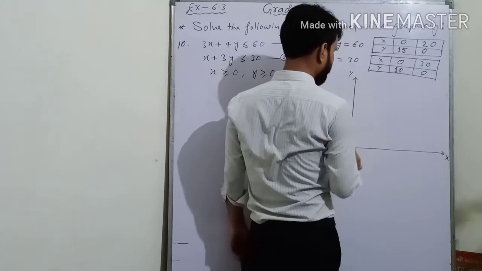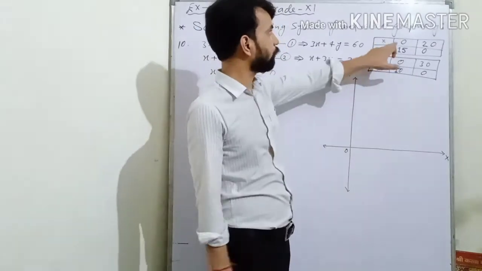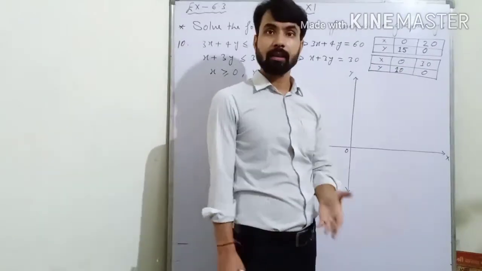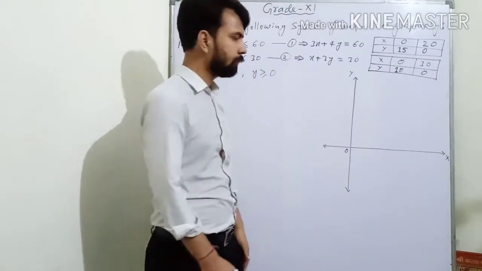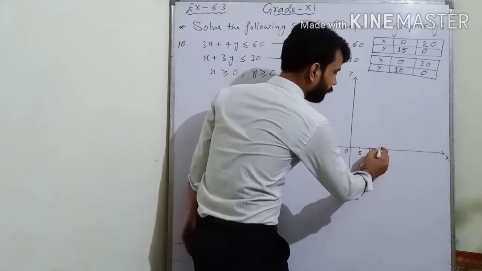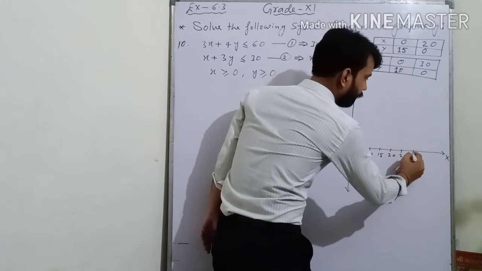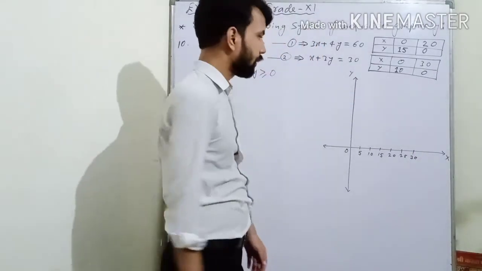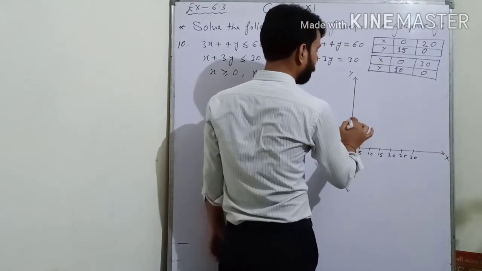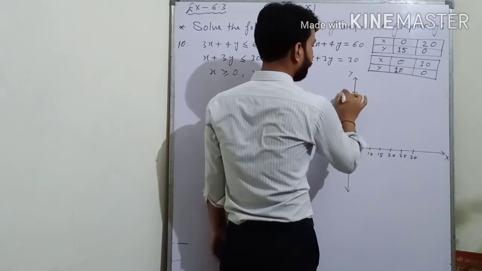X-axis, y-axis, origin. Now we will not take the numbers 1, 2, 3, 4, 5, 6 because here the points are 0, 15, 20, 0, 0, 10, 30, 0, which means we need numbers up to 30, तो हम 5, 5 का गैप ले लेंगे. Clear? So I am taking the gap of 5, 5. So 5, 10, 15, 20, 25, 30. Same here on the y-axis: 5, 10, 15, 20, 25, 30.